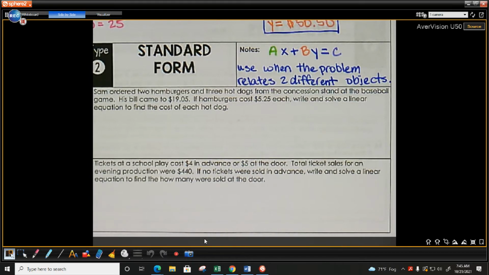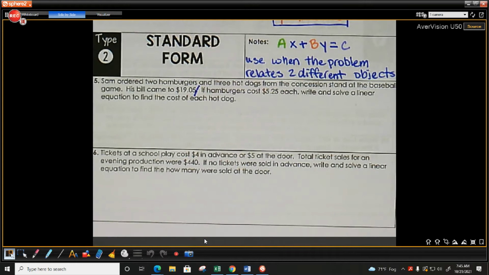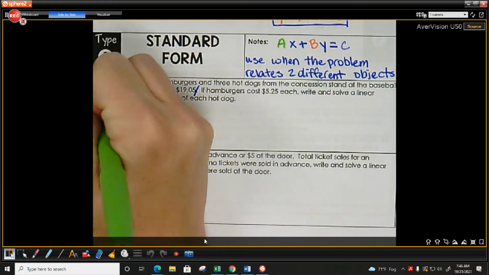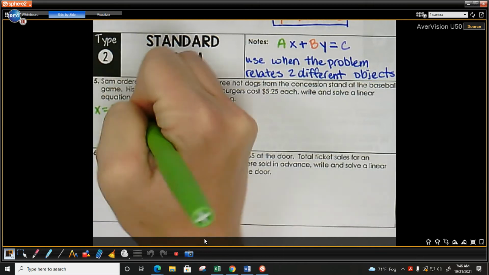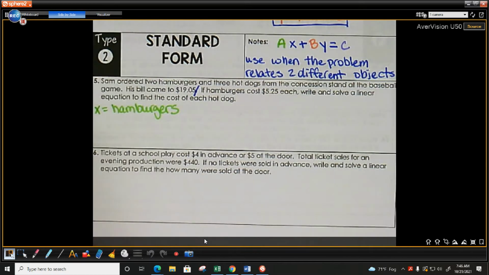Okay, so it says, Sam ordered 2 hamburgers and 3 hot dogs from the concession stand at the basketball game. His bill came to $19.05. So let's just stop there. Okay. What are the 2 things that I'm comparing here? What 2 things did he buy? Hamburgers and hot dogs. So let's say X is my hamburgers and Y is my hot dogs.